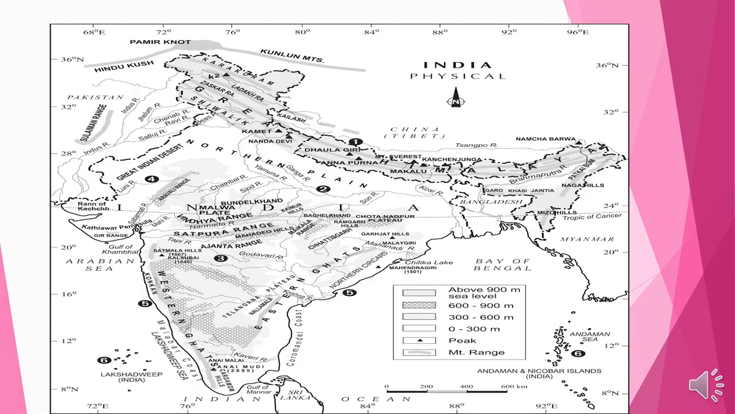After that, in our country we have two islands: Lakshadweep Island and Andaman and Nicobar. Lakshadweep Island is located in the Arabian Sea, and Andaman and Nicobar Island is located in the Bay of Bengal. So, firstly, we will discuss the Himalaya mountain.